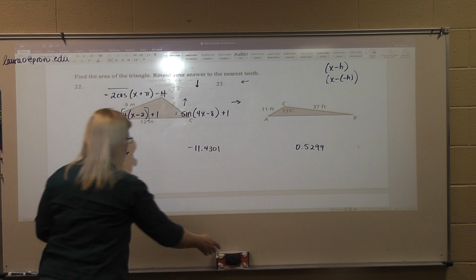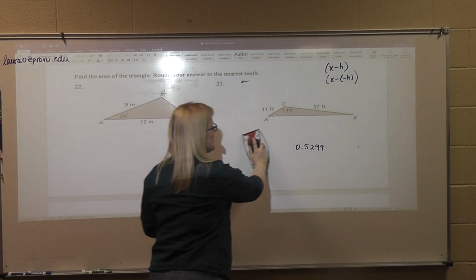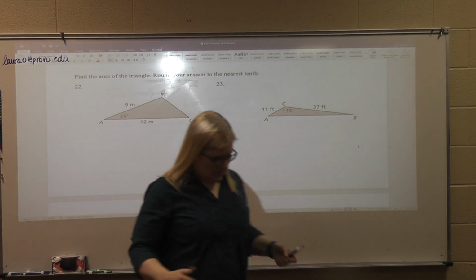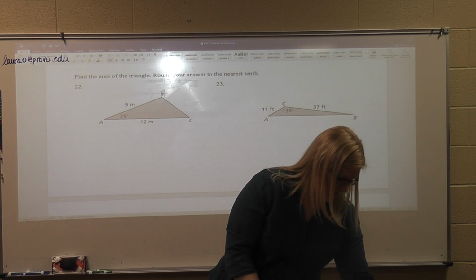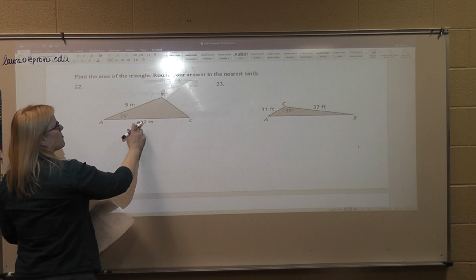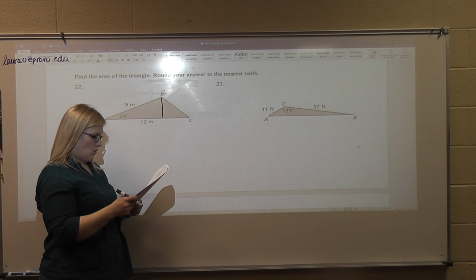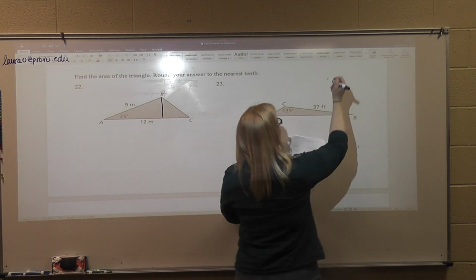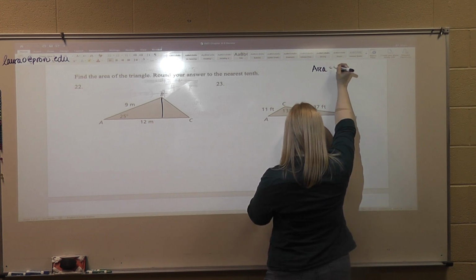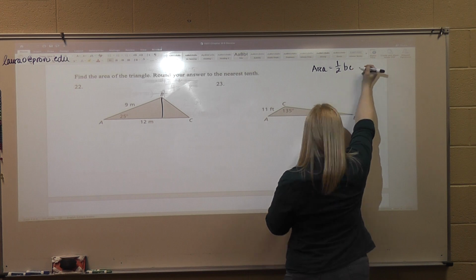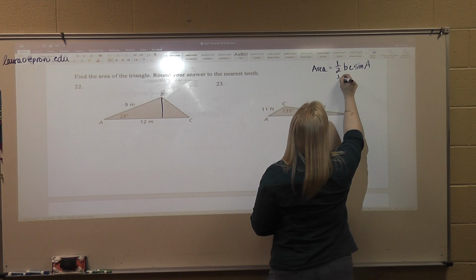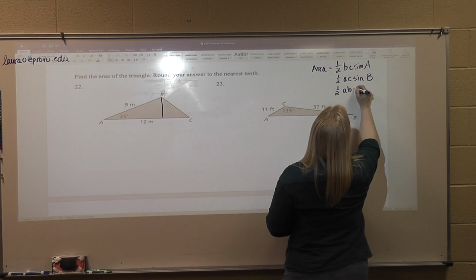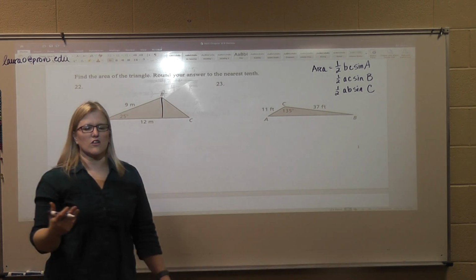Okay, 22 and 23, find the area of the triangle. Well, that's easy, right? Area is 1/2 base times height. And it is. But what happens when you don't have that specific information? I mean, for here, we have the base, but we don't know what the height is. So we have this wonderful formula. There's actually 3, but they're all basically this. So area equals 1/2, we can say B times C times sine of A. Okay, it could also be 1/2 AC sine of B. It could also be 1/2 AB sine C.